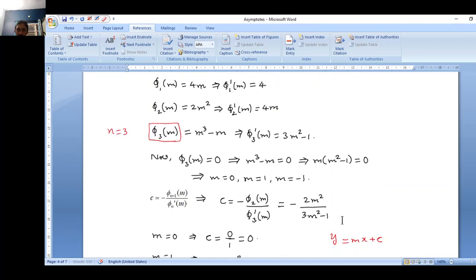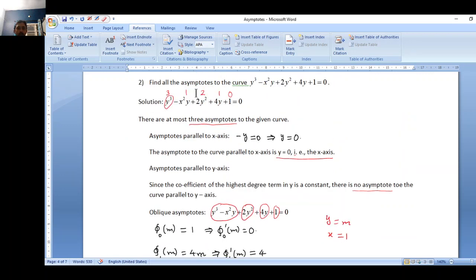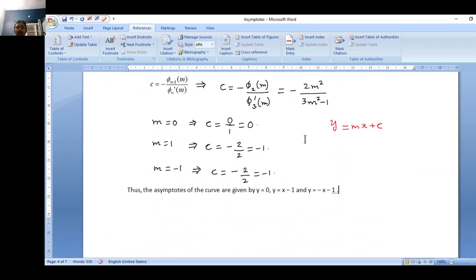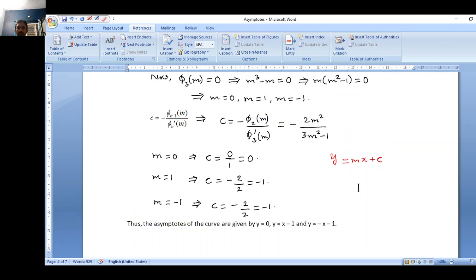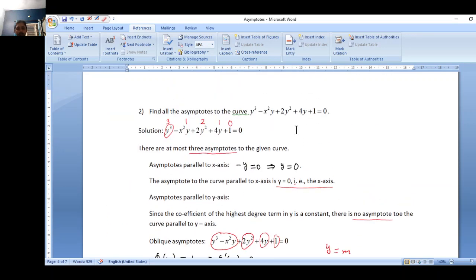And can we find more? Of course not, because the maximum degree of the given equation is 3. So we can have at most 3 asymptotes, and because we have already got 3 asymptotes, there is nothing much that has to be done further. So this completes solving this particular question of finding the asymptotes for the given curve.